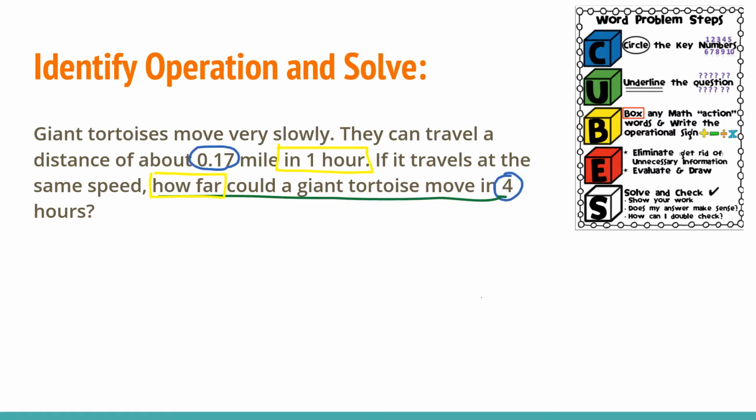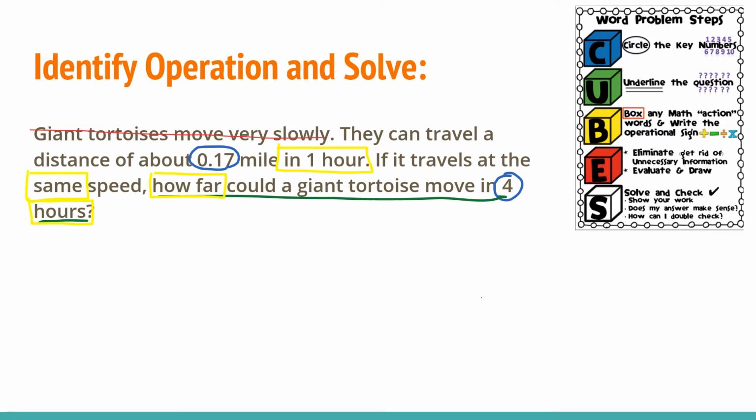Once I've done my cube strategy, I found out that my keywords here are kind of hard because I don't have too many. But I do see the words in 1 hour and same speed. Now this tells me that he does something in 1 hour and they want to find out how much he does in 4 hours. So that means 0.17 is being repeated 4 times. Therefore, I can figure out that this is probably multiplication because multiplication means to repeat.